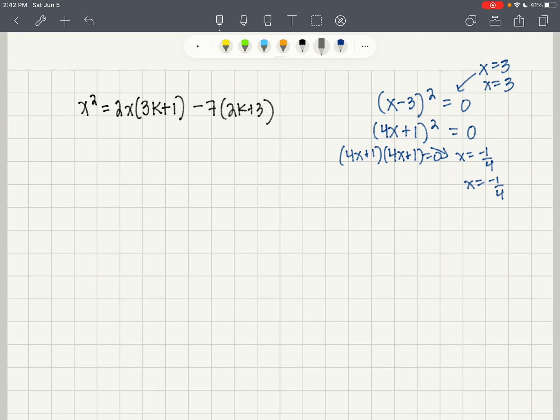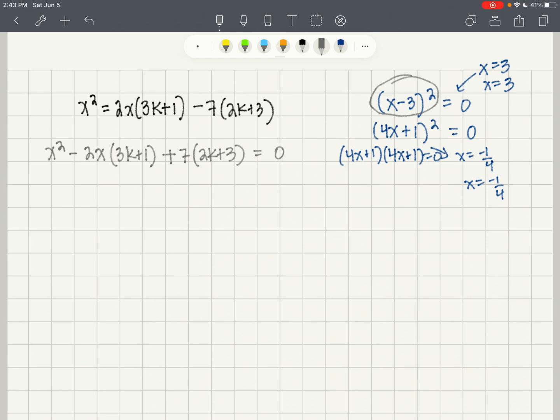So what do we do to get this? Well, this is called completing the square. So we want a perfect square trinomial. I'm going to move everything over to the left-hand side of the equation. So I'm going to subtract 2x times the quantity 3k plus 1, and I'm going to add 7 times the quantity 2k plus 3, and then set it equal to 0.